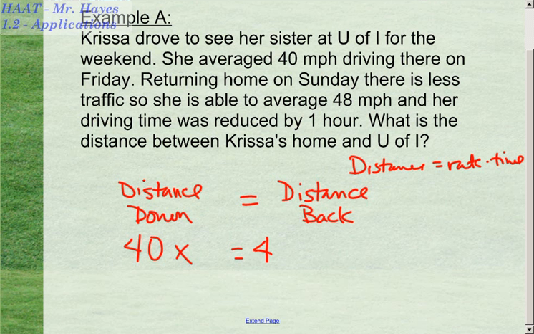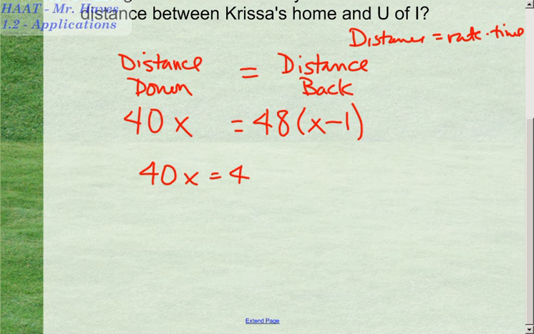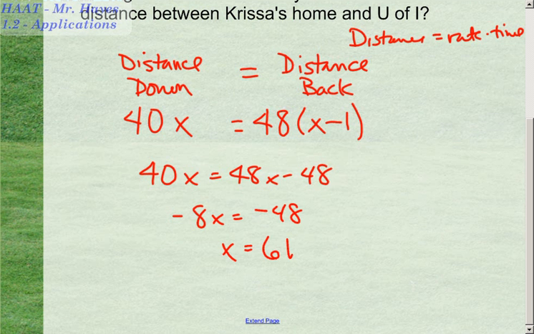I mean, we know it's the same physical distance, but in terms of coming up with a formula for it, it was 48 miles per hour times, and it took an hour less, so you're going to get 48 times x minus 1. And then from there, you just solve things out. So x equals 6 hours. Now, the one thing you do have to be careful of is what's your answer?